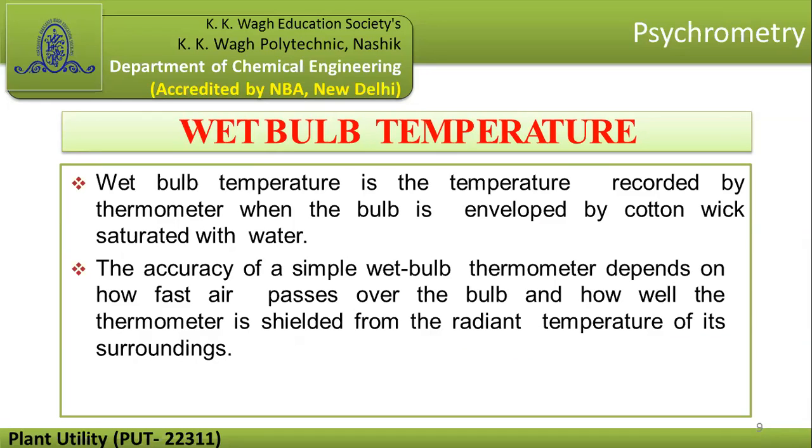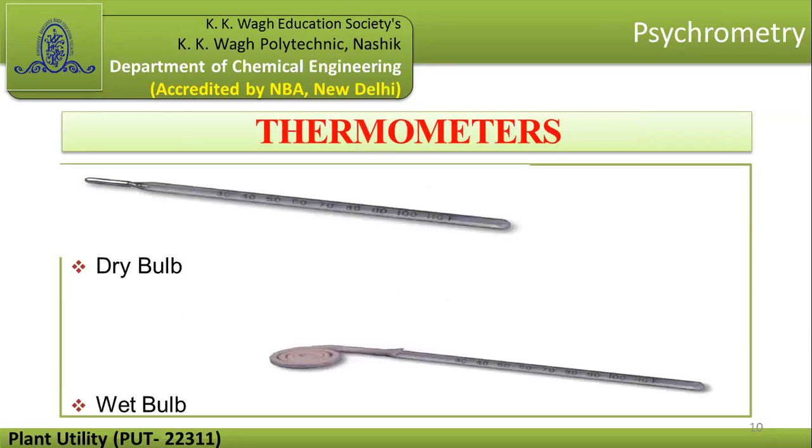Next is wet bulb temperature. Wet bulb temperature is the temperature recorded by a thermometer when the bulb is enveloped by a cotton wick saturated with water. The accuracy of a simple wet bulb thermometer depends on how fast air passes over the bulb and how well the thermometer is shielded from the radiant temperature of its surroundings. In simple words, what is wet bulb temperature? It is the temperature measured by a thermometer whose bulb is covered with a wetted wick.